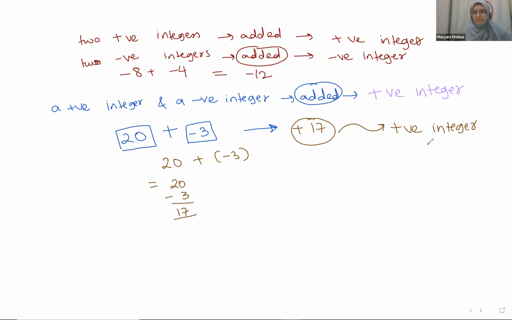Okay. So let me give you another example of this. Okay, so if I have a positive integer which is 5 and a negative integer which is negative 7, and I add them, what do I get?